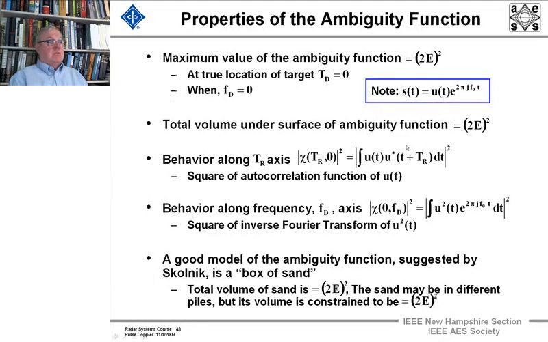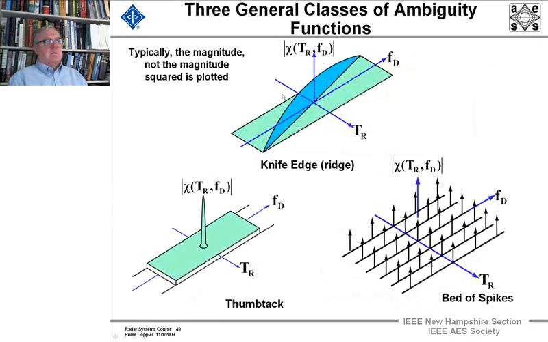where u of t is this amplitude. A good model for the ambiguity is suggested by Merrill Skolnik, and he says it's a box of sand. And the total volume of the sand is twice the energy in the pulse squared. And the sand can be in different piles, but its volume is constrained to be 2E squared. So you'd effectively have a delta function if the target was at 0. And that's an unphysical property.